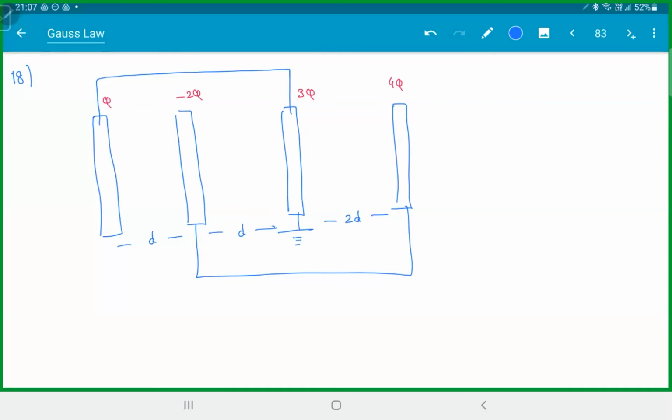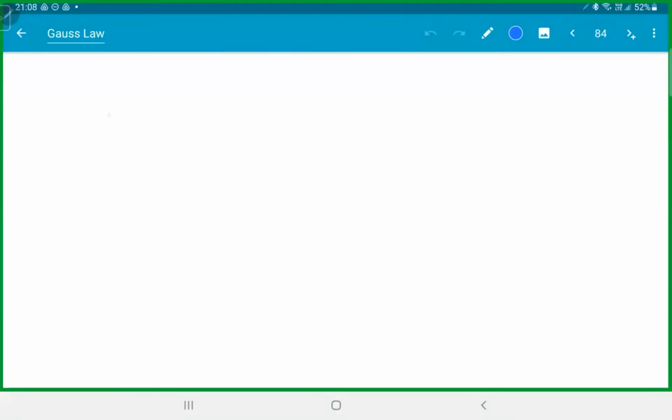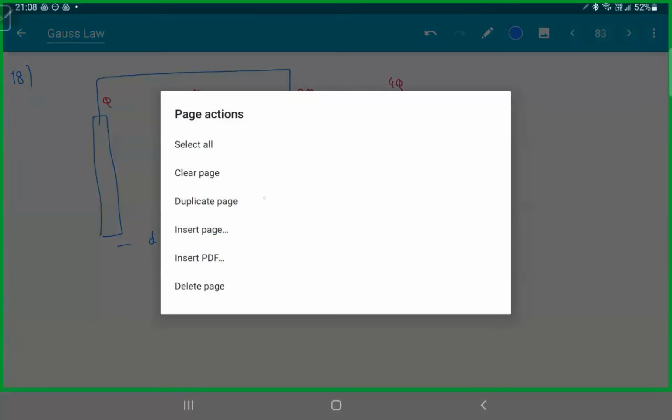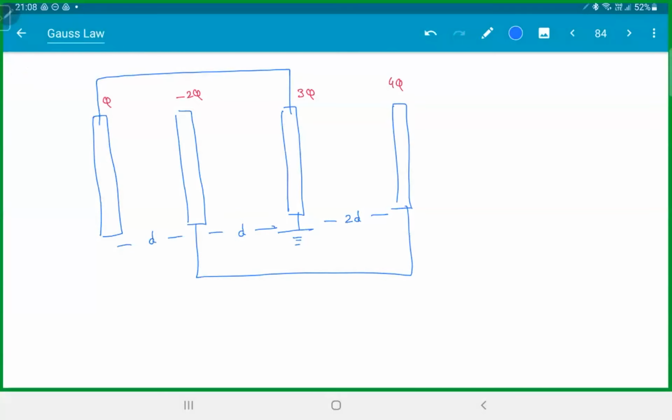Any answers? See, first thing. What is outside? When you ground some plate, what is outside? 0. 0. There is no doubt about that. You always start from there.